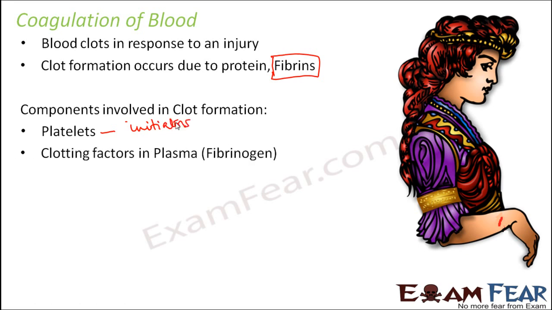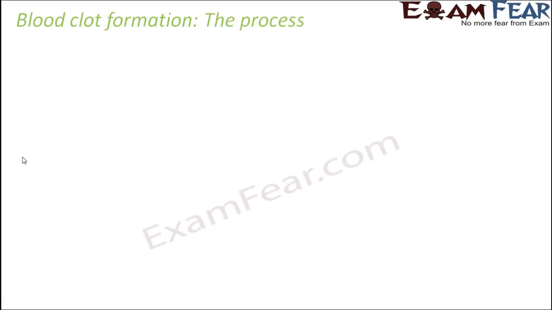And the next one is the clotting factors present in plasma, especially the plasma proteins like fibrinogen. So they promote the process of clot formation. So the platelets and the fibrinogen together help in clotting of blood. So now we want to understand how exactly the clotting takes place. So we will try to understand the process now.